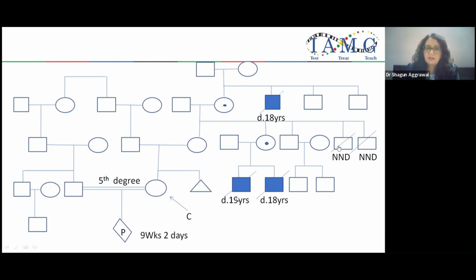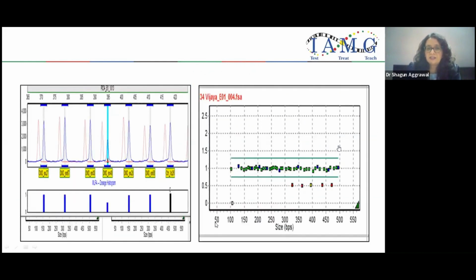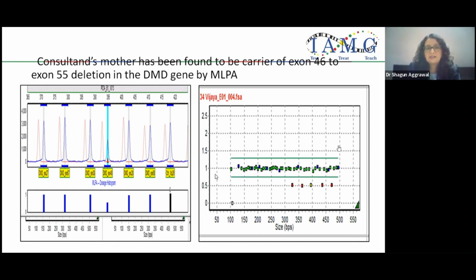So in such a family, the ideal thing is to test the affected persons, but of course here they are not alive. So the next ideal thing is to test the obligate carriers, but unfortunately these people were not available. So we did the testing to look at carrier status for the consultant's mother, and in fact we were able to find that she indeed had a heterozygous deletion involving multiple exons of the DMD gene. So this lady, that is the consultant's mother, was a carrier of exon 46 to exon 55 deletion, and the name of this technique is MLPA.